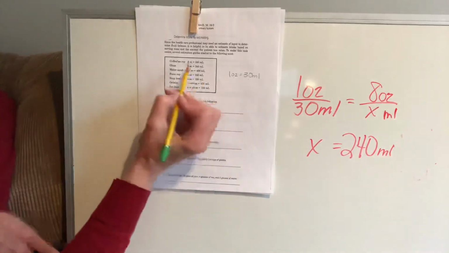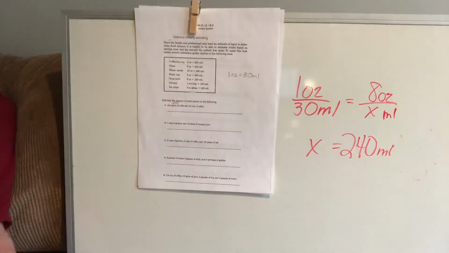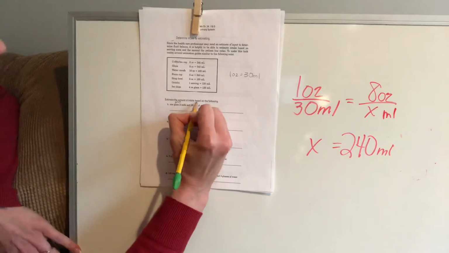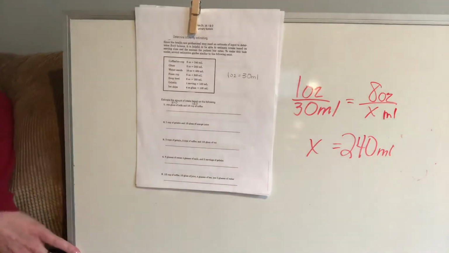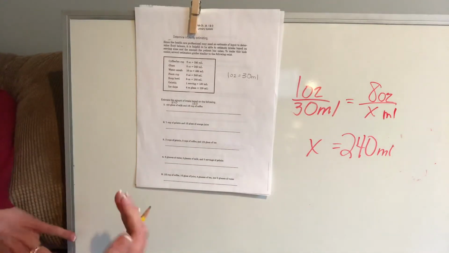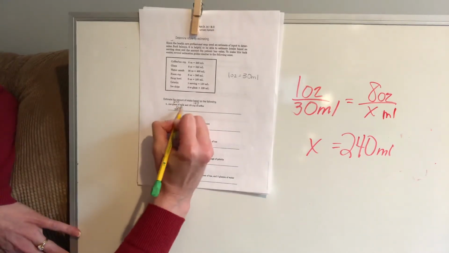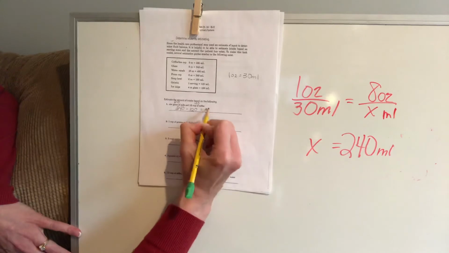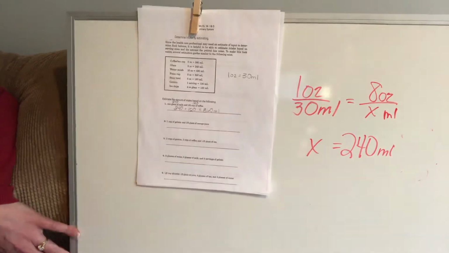If 8 ounces is worth 240, and that's a full cup, I only need a 1/2 cup. So if I divide 240 by 2, I'm going to get 120. Now I add those two things together. I've got 240 plus 120, and that's going to give me 360 milliliters.